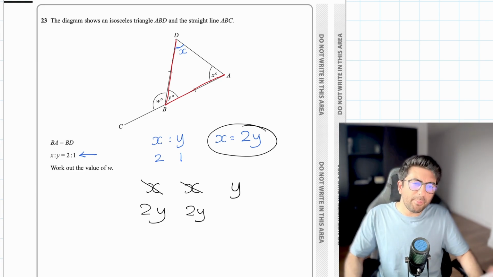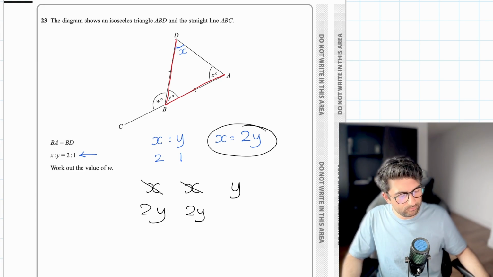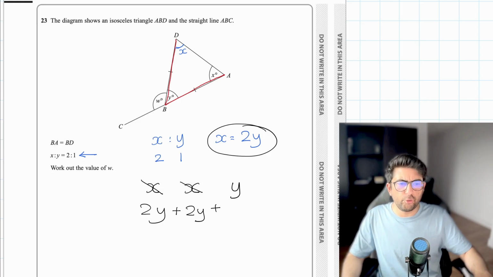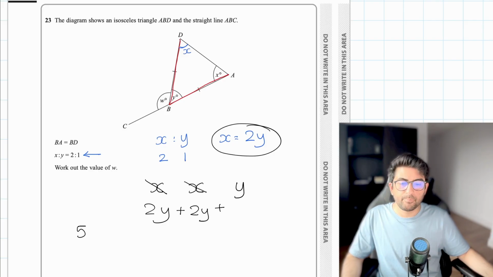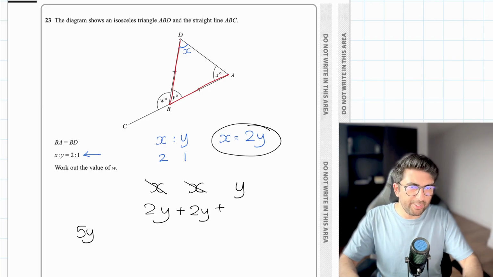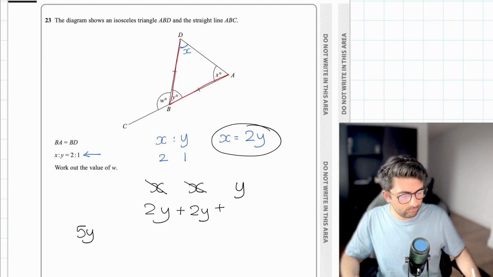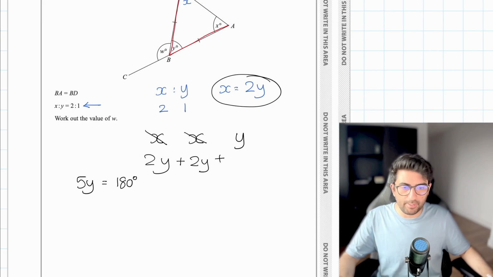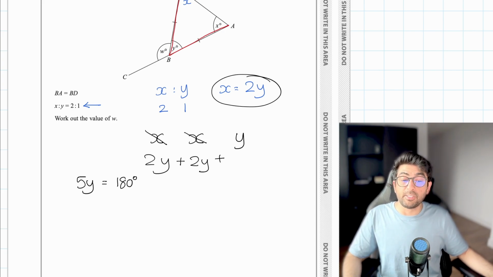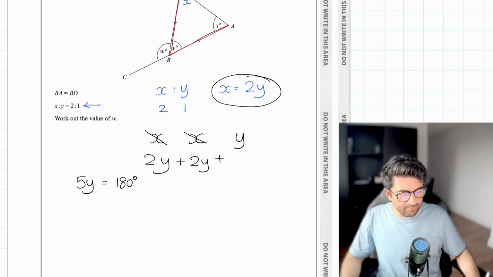Okay, so how many y's are inside the triangle? 2y add 2y add y is 5 y's. So inside that triangle, I have 5 y's. And a triangle we know equals 180. If a triangle is 180 and the triangle is 5 y's, how much is y? We just need to divide it. So 180 divided by 5. So I think that's 36.